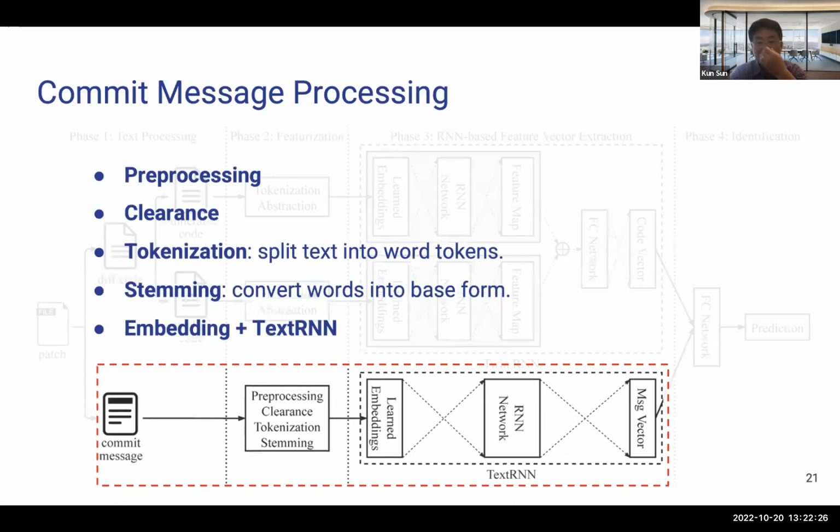Right here, just focus on this text RNN. We do this cleanup, tokenization, and stemming, and then after getting the embedding, we have the text RNN. This is how we process this commit message.